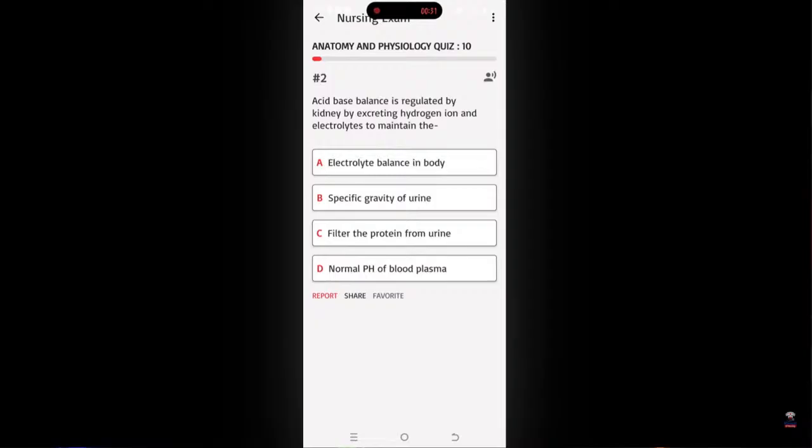Acid-base balance is regulated by kidney by excreting hydrogen ion and electrolytes to maintain the: A. Electrolyte balance in body, B. Specific gravity of urine, C. Filter the protein from urine, D. Normal pH of blood plasma. No, correct answer is D.